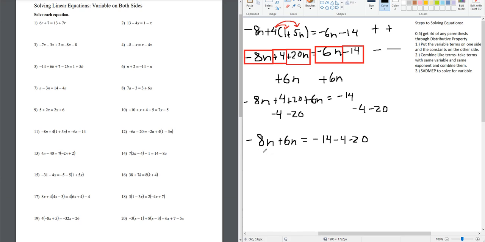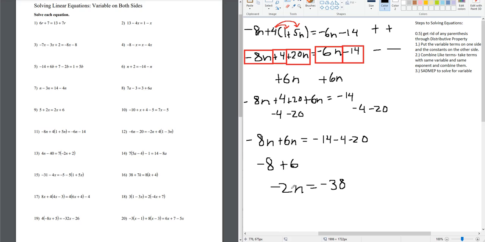So here, we're going to take our negative 8 plus 6, because these are the front parts, if we want to combine these like terms, which we are now in part 2. Negative 8 plus 6 is negative 2. Put the label at the end. Negative 14 minus 4 is negative 18. And minus 20 is negative 38. You don't have to do it all in your head like that. If you can, awesome. But if you need to work it out step by step, I recommend it.